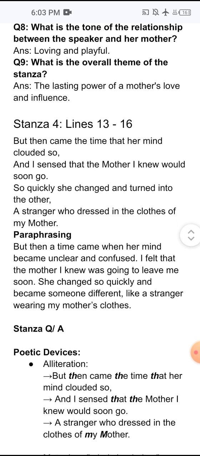Stanza 4, lines 13 to 16. But then came the time that her mind clouded so, and I sensed that the mother I knew would soon go.